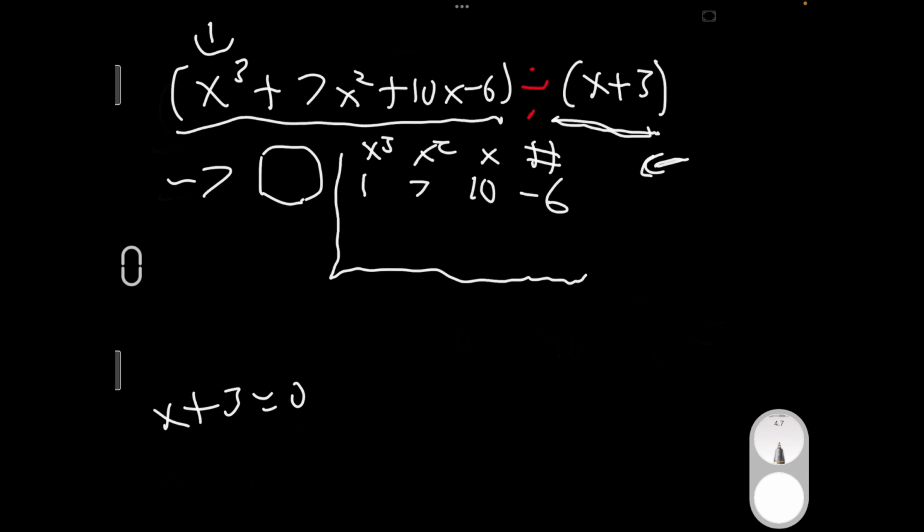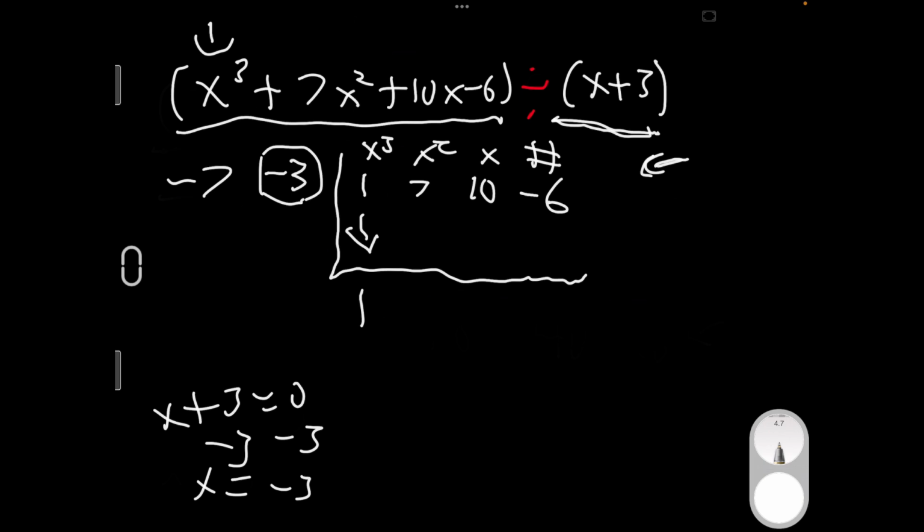All we need to do now is just solve for x. So to get x, we just move the 3 over here. It'll be -3 equals x. So that's how we know that we put a -3 into this corner. Now we set up the equation, so now we can solve. The first step is to drag down the first number, always. You always drag this number down.